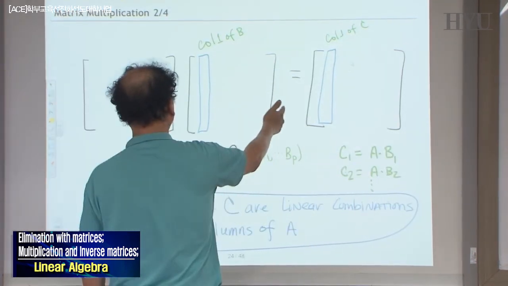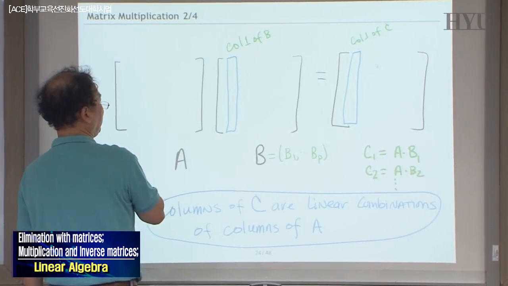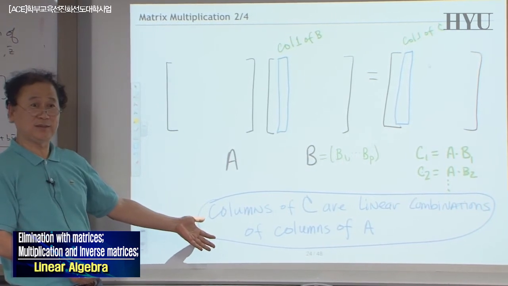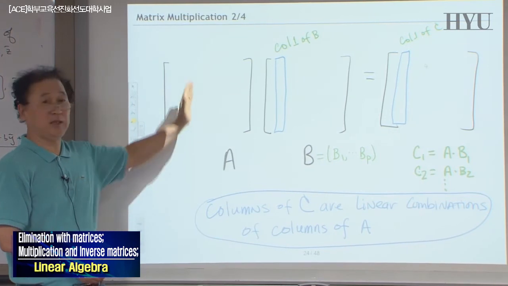Like the first column of C is somehow the multiplication of matrix A and then column 1, right? So this is the way you can represent it, assuming that everyone here is a column vector.